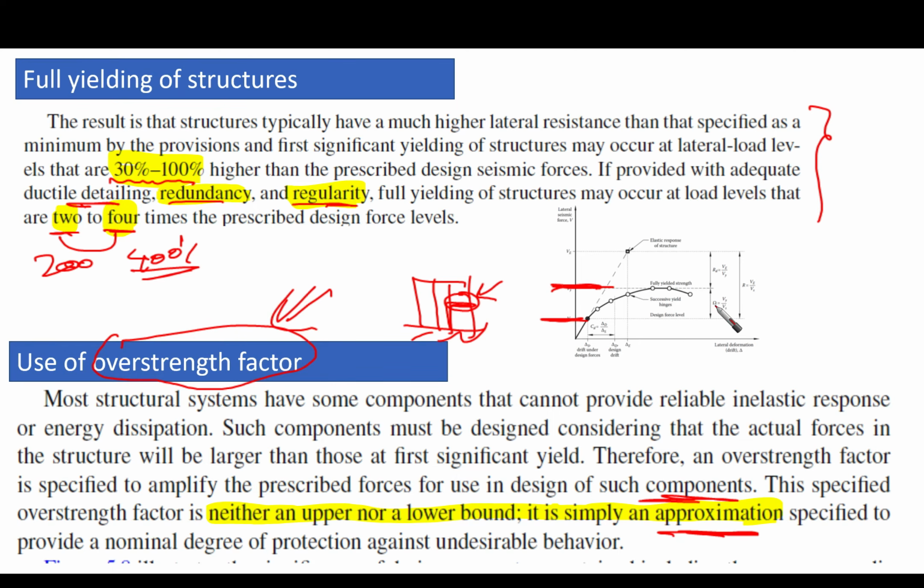What we are going to do with the overstrength factor, which is this one, we are going to use it here. We are going to say that some elements should have their load combinations or their loads multiplied by the overstrength factor, in order to design them for forces higher than what the real structure is going to have from the design, so that they are going to be maintained elastic.